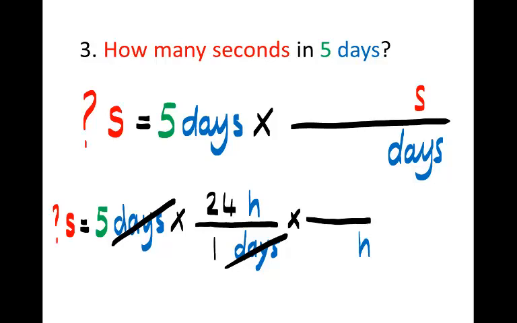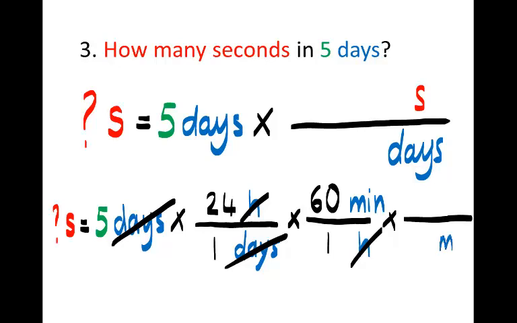Probably not. But we do know that 1 hour is the same as 60 minutes. So at least now we've got rid of hours. But we've introduced minutes, and that's not what we want. We want seconds. So we need another conversion factor. Minutes at the bottom, get rid of that. And now at last, we can introduce the unit we were looking for all the time, because we do know that there are 60 seconds in 1 minute.